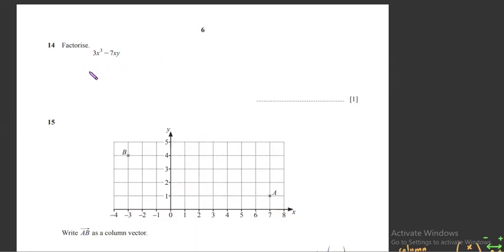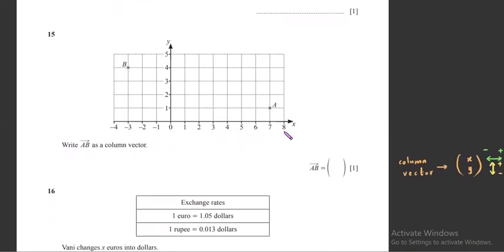Here we have x in common. So I'm going to take out the x and I'm going to put the rest within the brackets. I'm left with 3x squared. And from this minus 7xy, I have taken the x already. So we are left with minus 7y. This is what we get.